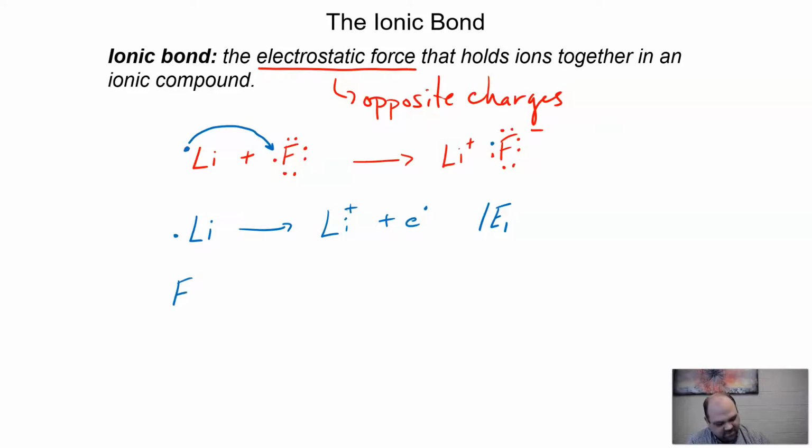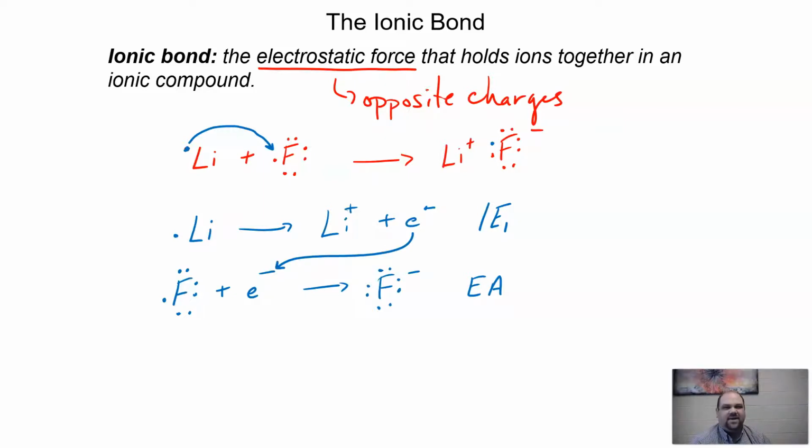Now, the fluorine atom, he's got his 7 electrons. He's adding an electron to become F minus, and I'll again draw in all of his electrons here. Atom adding an electron, we call that the electron affinity. And in this example, right, the electron that lithium loses is the electron that fluorine gains. And so we can add these two together.